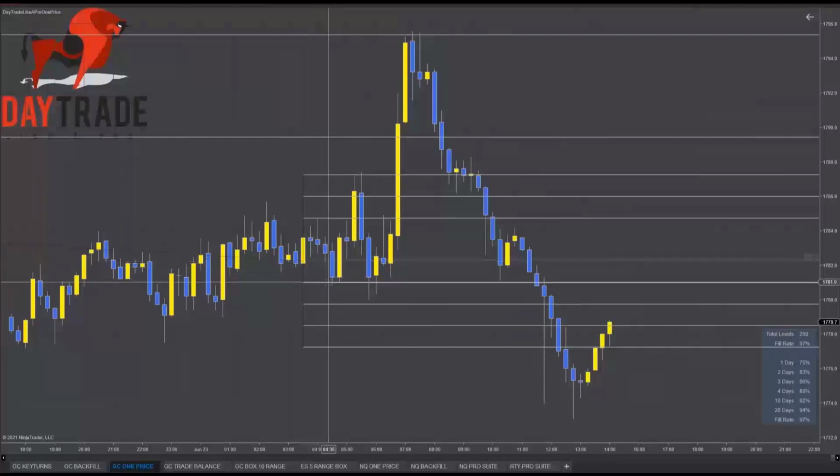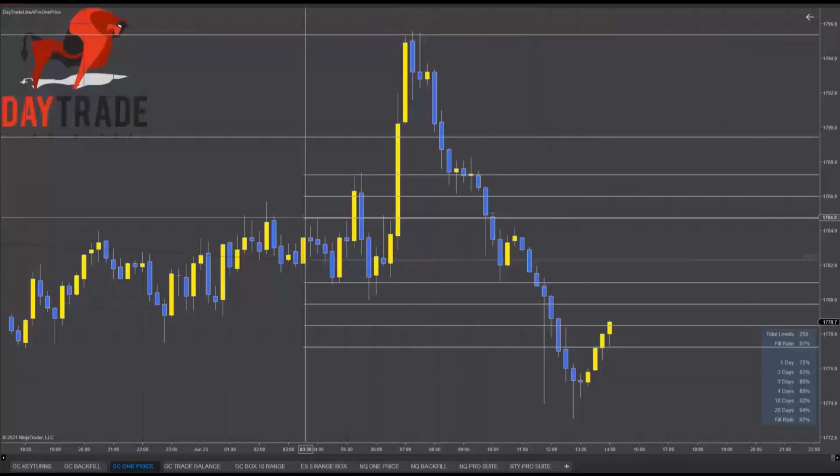It comes up, hits from that level, comes up to that level, comes down into here. We break out of this range. Where are we going? Well, really into the previous day's range, which is here and here. And then it retraces back down out of that.